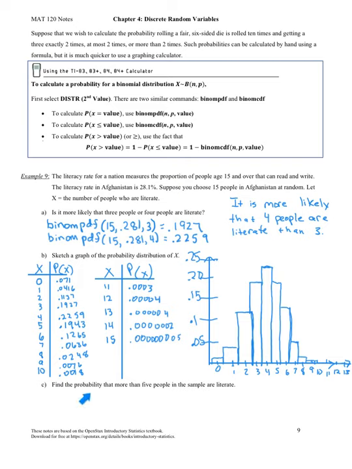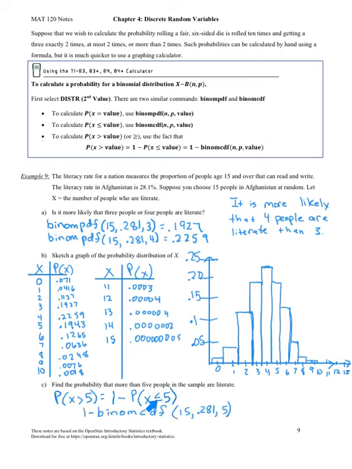The last one asks us to find the probability that more than 5 people in the sample are literate. One way you could do this is to add up all of the probabilities that occur when the random variable is greater than 5, like 6, 7, 8, add up all their probabilities, but that would take a long time. Why don't we use the complement here? We can subtract everything less than or equal to 5 from 1. And this will give us the same answer.